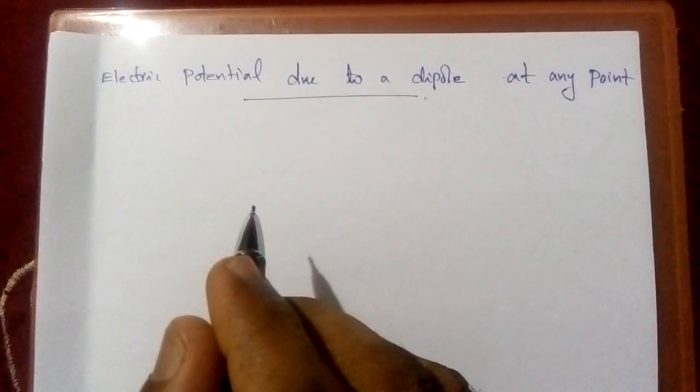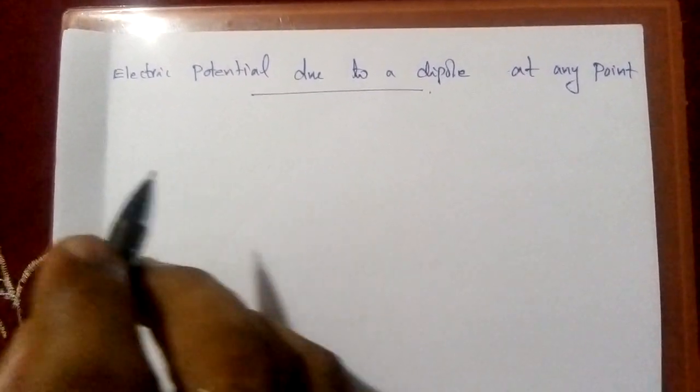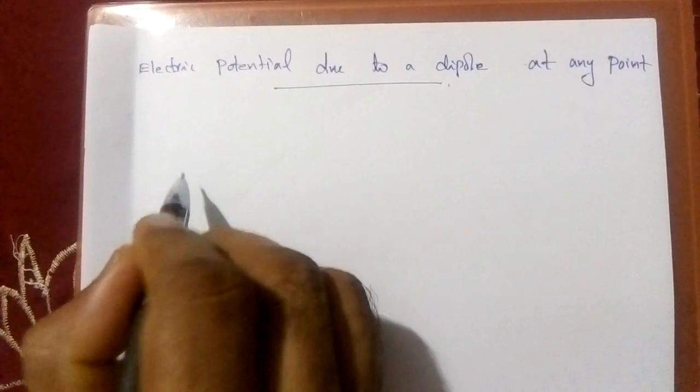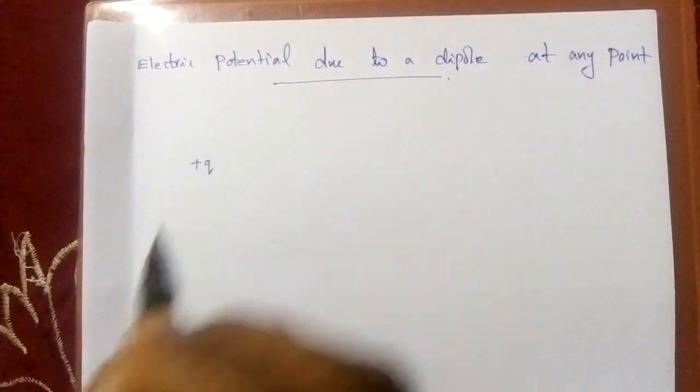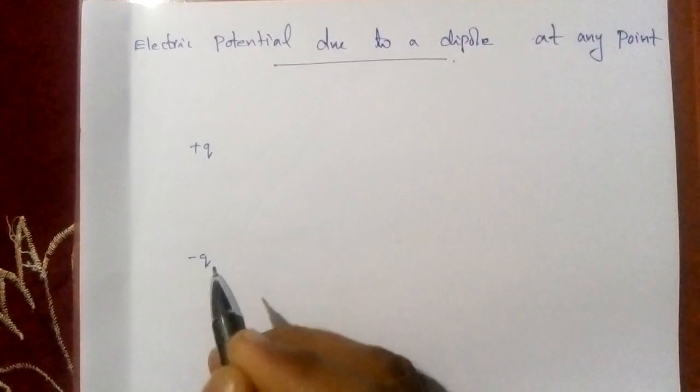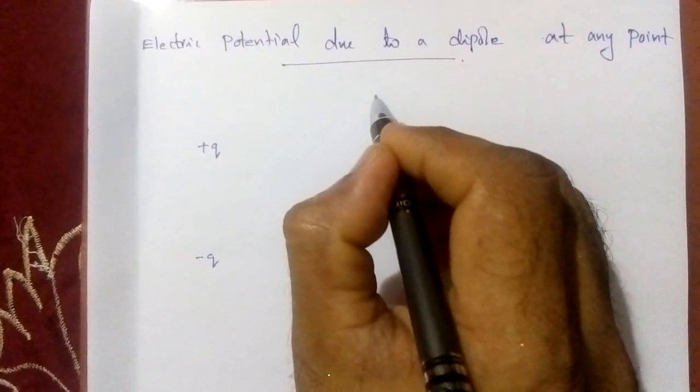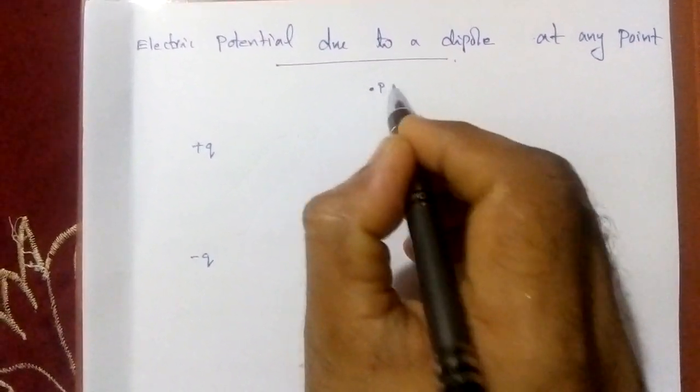So, electric potential due to a dipole at any point. We are considering a dipole, plus Q and here minus Q, and we want to calculate the potential at the point P.